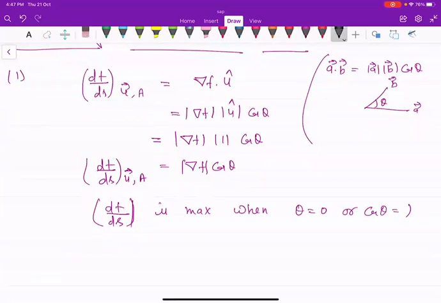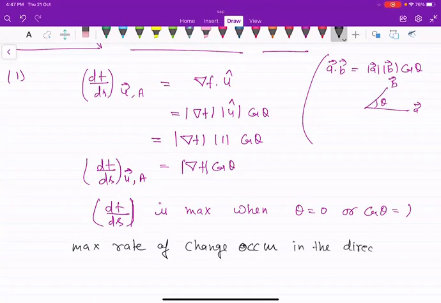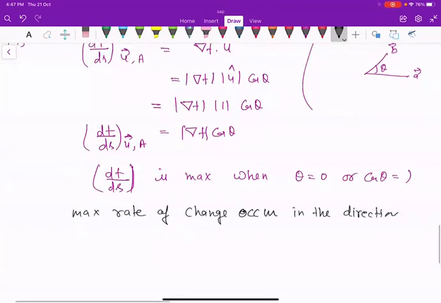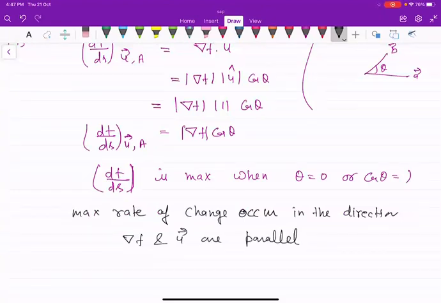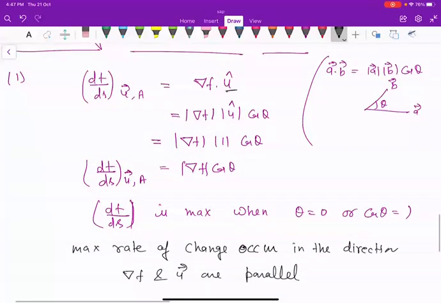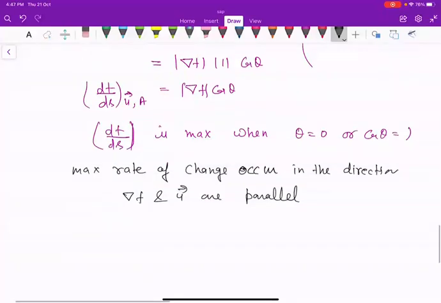We can also say the maximum rate of change occurs in the direction when delta f and u are parallel. Delta f and u are parallel. So the maximum rate of change occurs whenever delta f and u are parallel. Okay, so this is case 1.